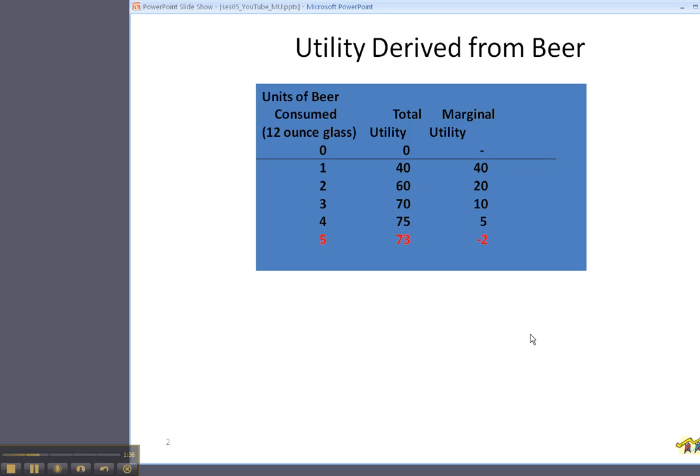Let's take a look at a table of utility. We have total utility and we have marginal utility. What is the marginal utility? It's the addition to the total as we consume one more unit of this good. 40 to 60, 20. 60 to 70, 10. That's called diminishing marginal utility. Eventually, it reaches a peak, and after that, it starts to go down because the additions are negative.